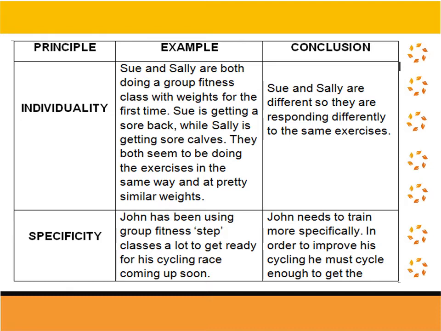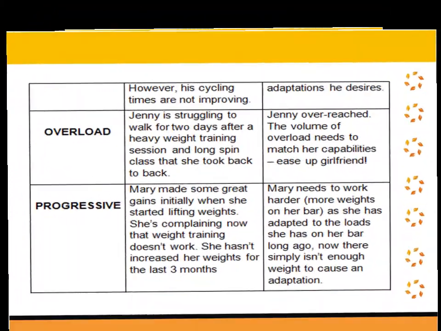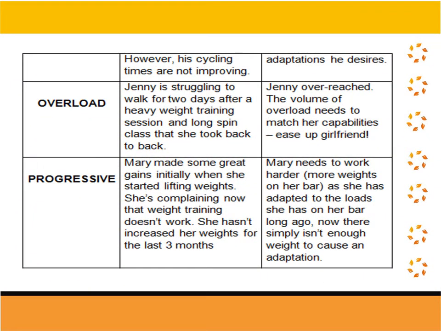Next, in a specificity example, John has been using group fitness step classes a lot to get ready for his cycling race coming up soon. So the conclusion is John needs to train more specifically. In order to improve his cycling, he must train on the bike enough to get the adaptations he desires.